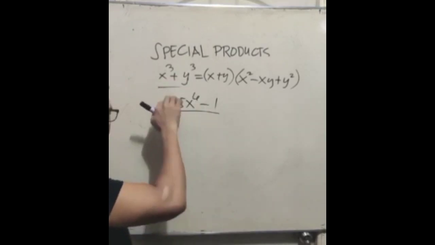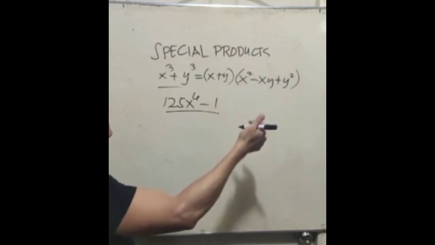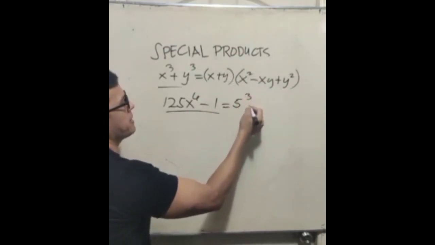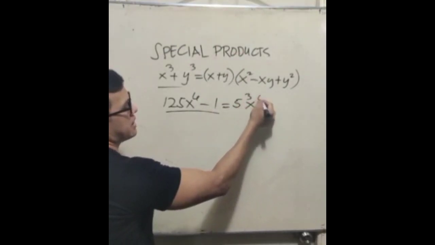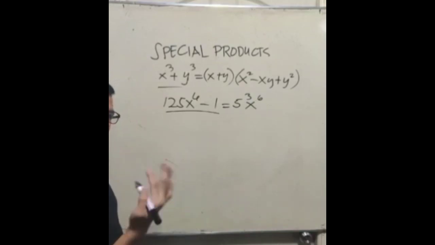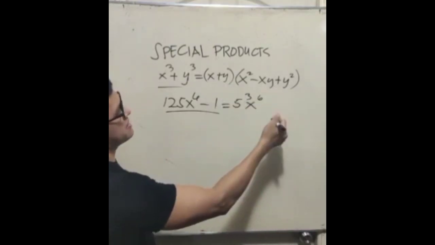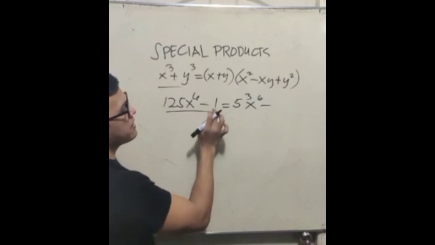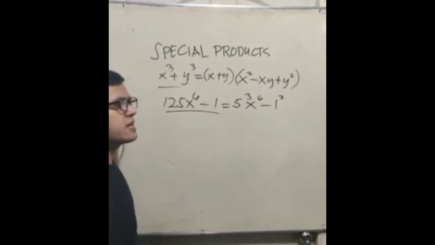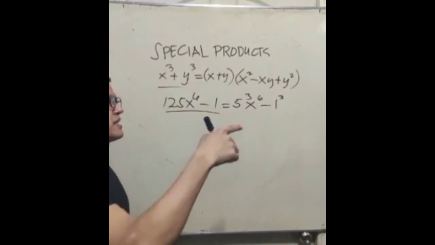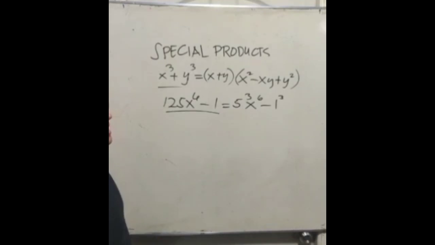So 125 is 5 cubed, or 5 times 5 times 5. So this one is 5 cubed, and then x^6, same as earlier. Hindi siya cube, di ba? But let's have it later. And then 1 means 1 cubed, because 1 times 1 times 1 is still 1, right?